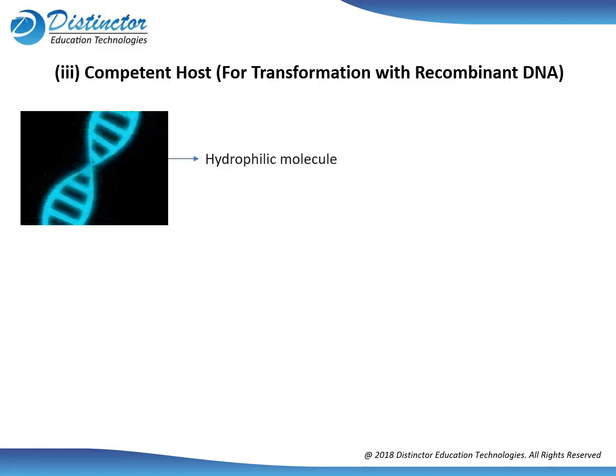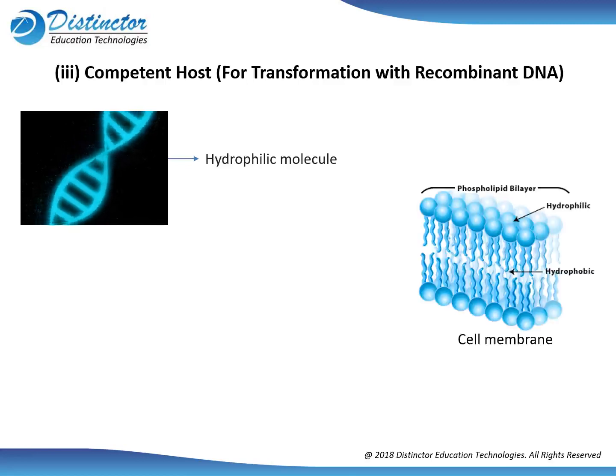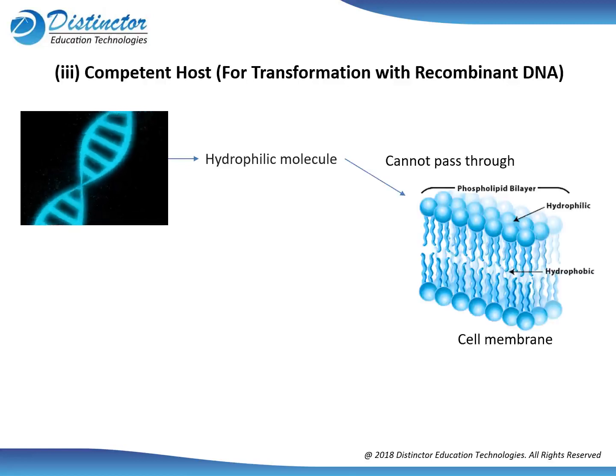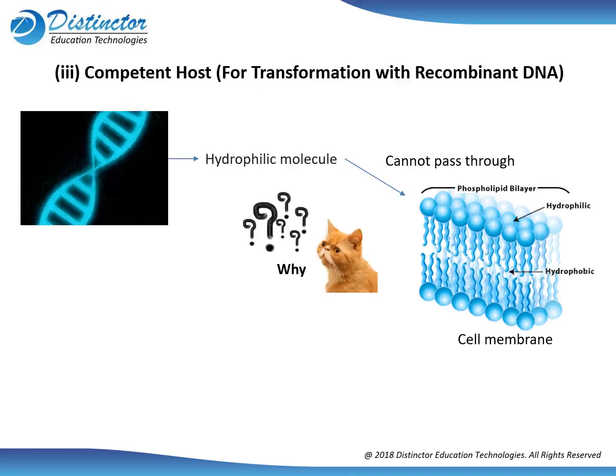So DNA is a hydrophilic molecule. What is hydrophilic? Water loving molecules. So they cannot easily pass through the cell membrane. Why? Because our cell membrane is made up of a hydrophilic head and a hydrophobic tail. So if it is a water molecule or a hydrophilic molecule, it cannot easily pass through this hydrophobic tail. That is why DNA and other hydrophilic molecules cannot come out of the cell membrane, or go inside the cell membrane.